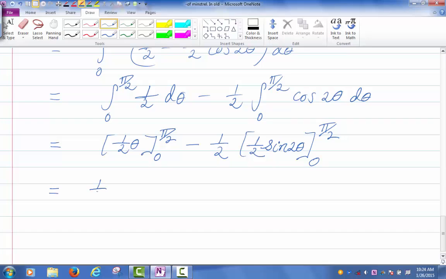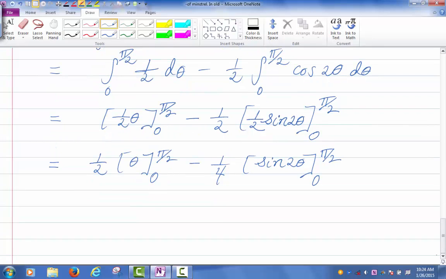Now, just to simplify things, I'm going to factor out the theta. Sorry, I factored out half. In the next one, I am also going to factor out a half. Then I'm going to get 1/4, and I get sine of 2 theta from pi over 2 and 0.